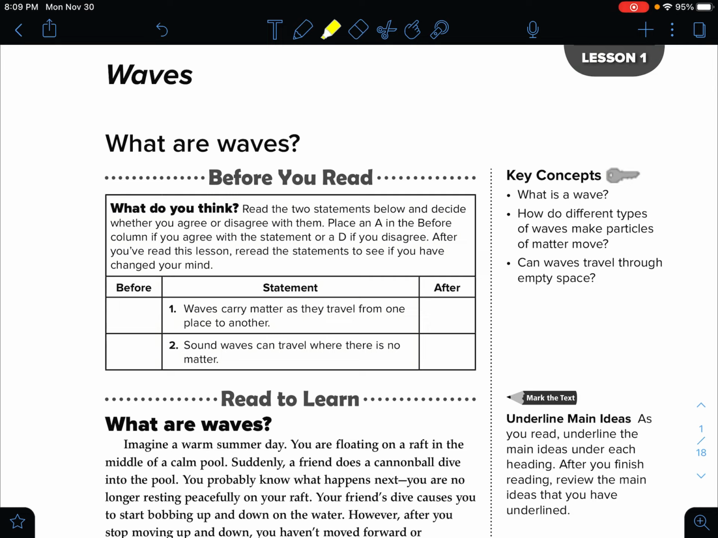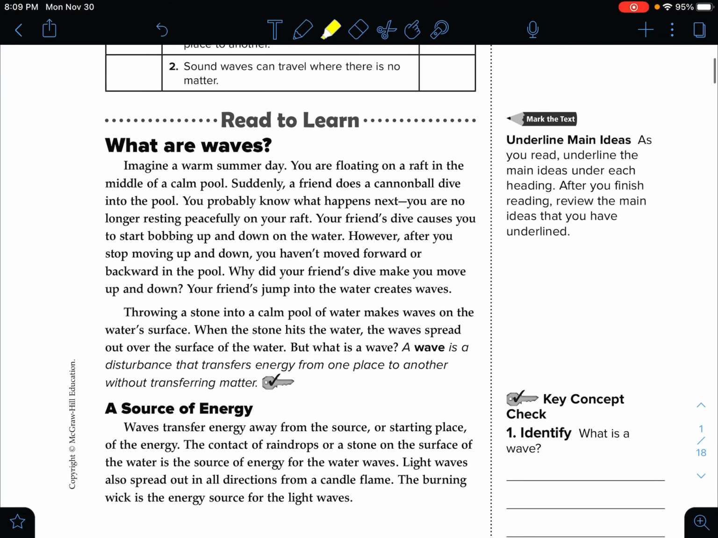So I need you to be marking in your text exactly what I have marked as well, okay, guys? All right, here we go. This chapter is going to be about waves. What are waves? Imagine a warm summer day.